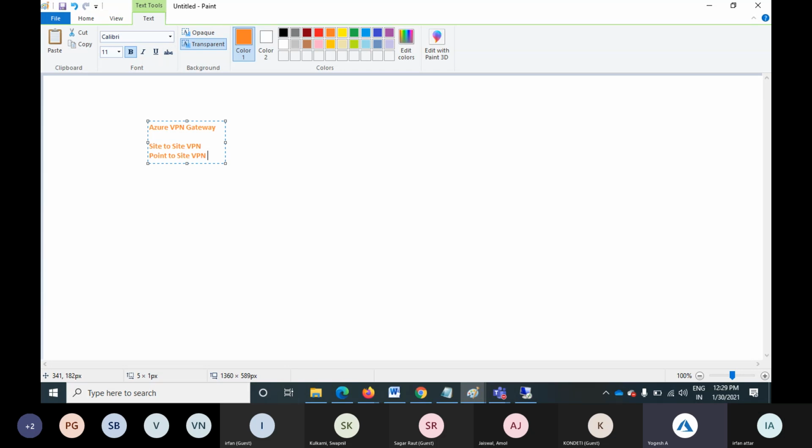And point-to-site VPN is nothing but your VPN thing, like when you are working from home, right? Before that, you're connecting to your office VPN. In the same way, you can configure the point-to-site VPN by using the Azure VPN gateway. So VPN gateway is the service, and we'll understand how it works.